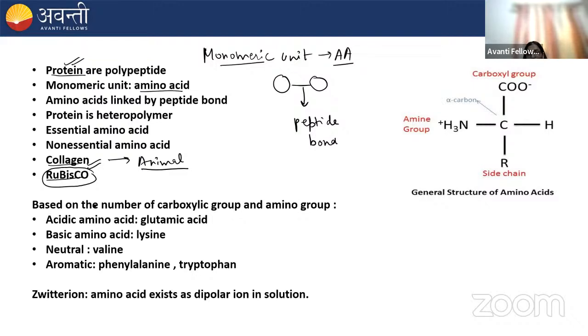Based on the number of carboxylic groups and amino groups, the amino acid can be acidic, basic, neutral, and aromatic. Aromatic when they have a ring. Acidic amino acid when they have more carboxylic groups as compared to amino groups. Basic when they have more amino groups as compared to carboxylic groups. An example of basic is lysine. Acidic amino acid is glutamic acid. Neutral is valine. And zwitter ion is when the amino acid exists as a bipolar ion in solution, when we dissolve it in water, like plus, minus, they have both the charges, dipolar.